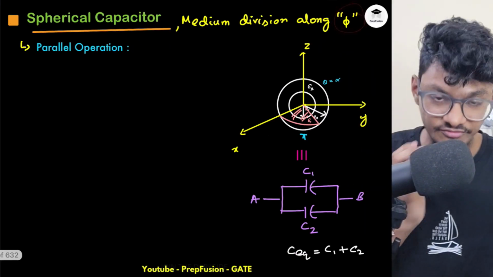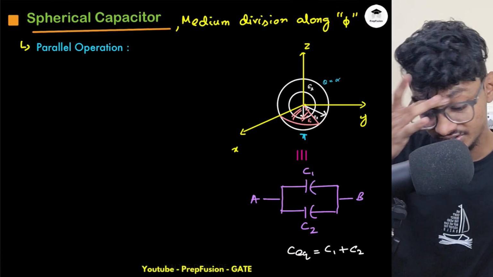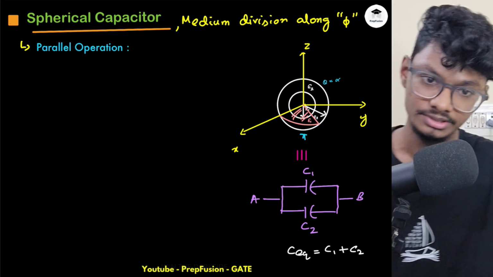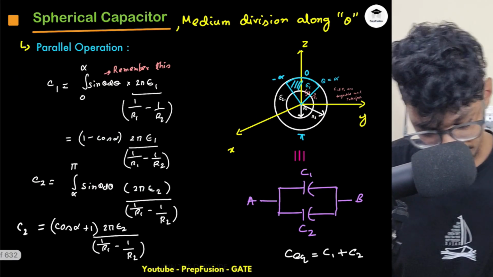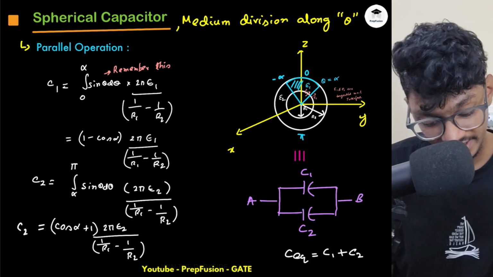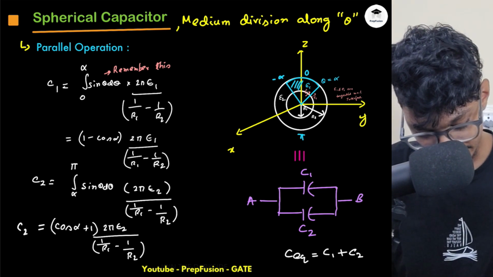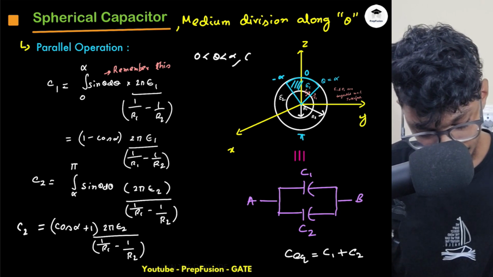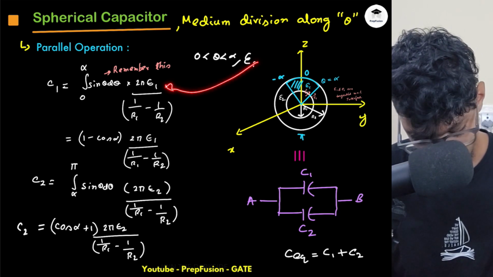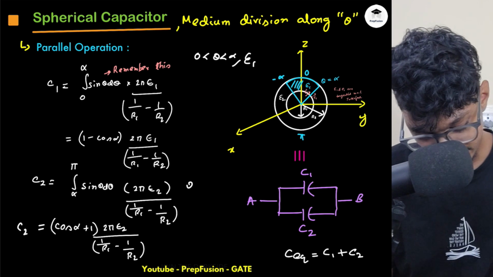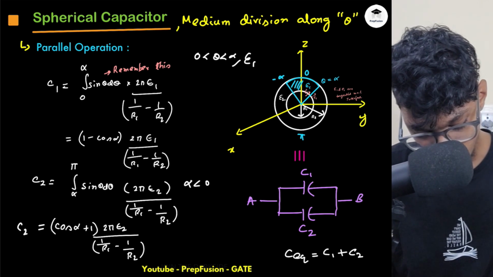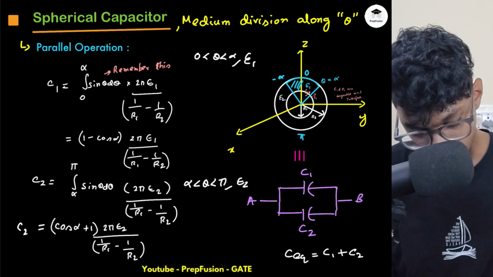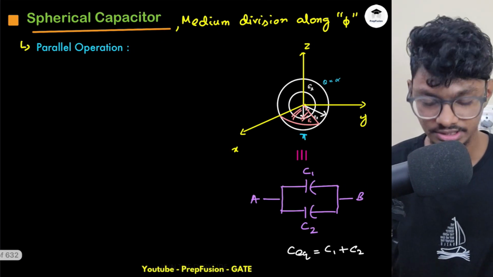Again, if the division is along phi, this time it will be simpler. I don't have to explain much. Just remember what the medium is. If my theta is from 0 to alpha, the medium is epsilon 1. That's why I write epsilon 1 here. If my theta is from alpha to pi, my medium is epsilon 2. That's why I write epsilon 2 here. These are the two things.